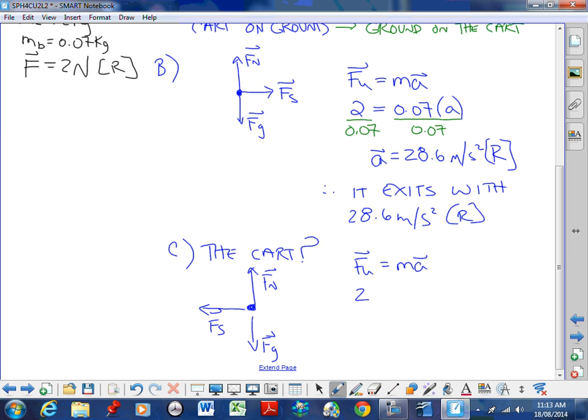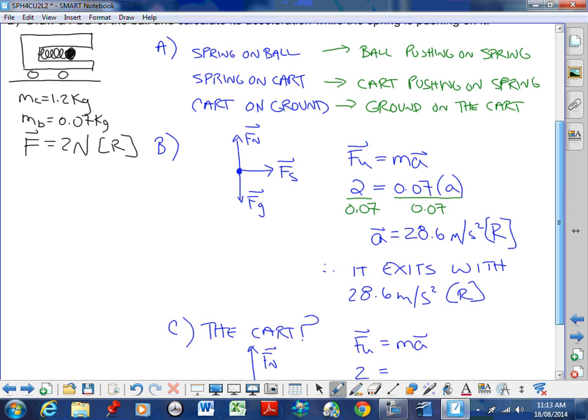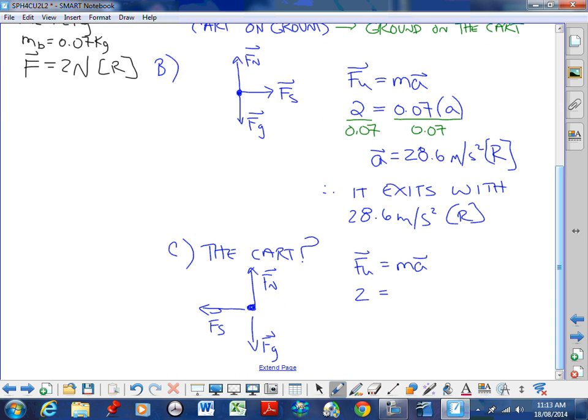2 newtons of force. The spring is also kicking off of the cart, so it's acting on that cart. The cart's mass was 1.2, so we can find its acceleration. And we'll find its acceleration's much less because it's much more massive than the ball itself. So it's 1.7 meters per second squared, and that's to the left.